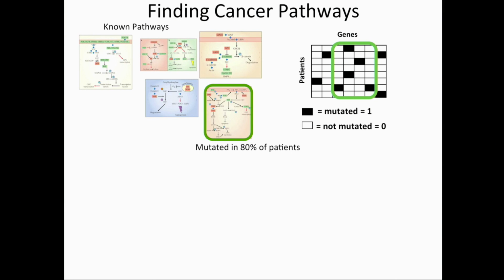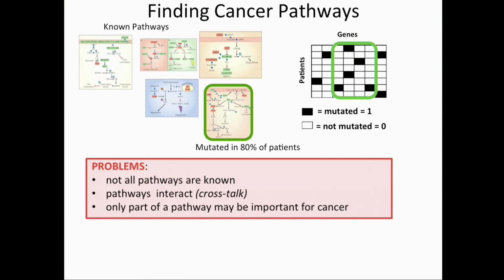OK, so this approach can identify some important cancer pathways, but it has some problems. In particular, not all pathways are known. We don't already know all the possible subsets of genes that are related to cancer.